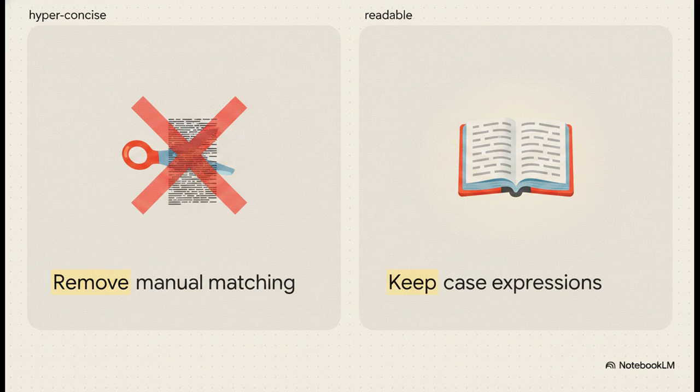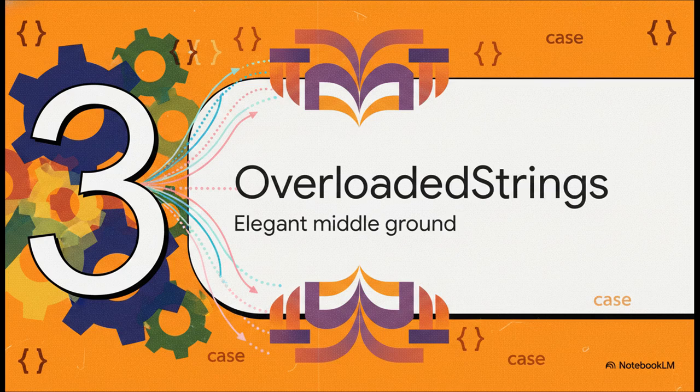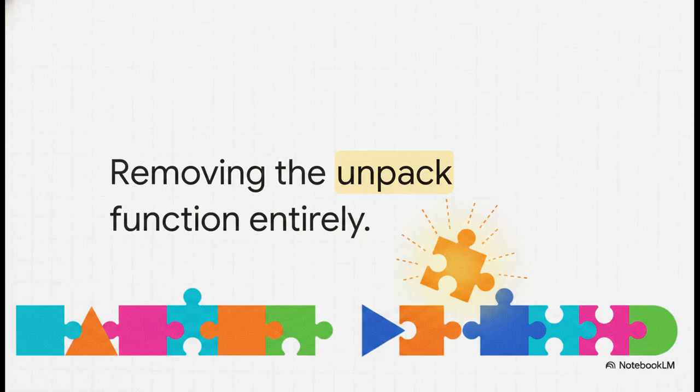p.m. on a Friday. Which brings us to Section 3, the OverloadedStrings compromise, finding the elegant middle ground. So the goal is finding a way to improve the codebase while keeping that familiar, readable case expression format totally intact. To hit that stylistic consistency, Ang targets one specific piece of the puzzle, the unpack function. The mission? Get rid of it entirely from the logic chain.